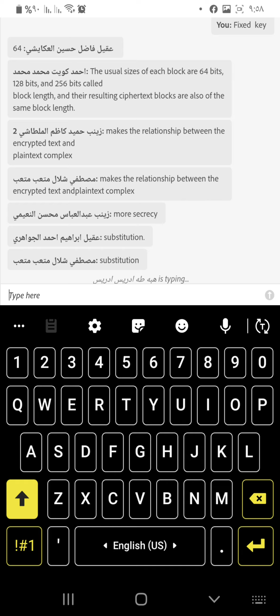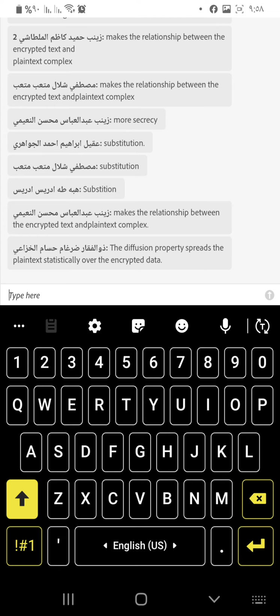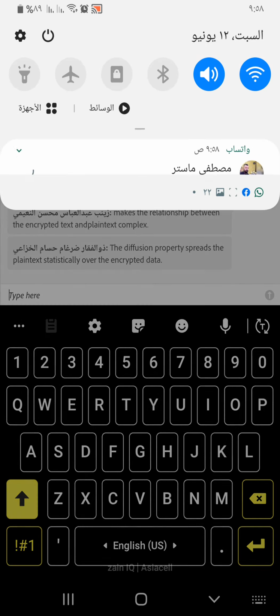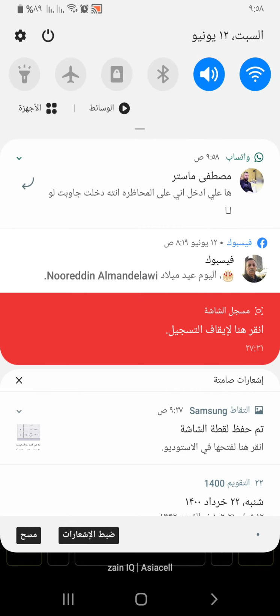What is the purpose of diffusion? It spreads the plain text statistically over the encrypted text. Why is it required in a modern encryption algorithm?